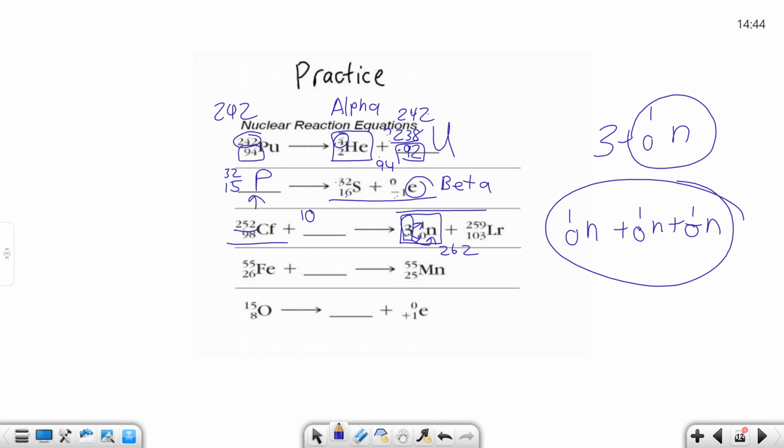Now I look at the atomic number. 3 times 0 is 0. So the neutrons aren't telling me anything about the atomic number. So I just have to match 103. 98 plus what is 103? That's 5. And 5 on the periodic table is boron.